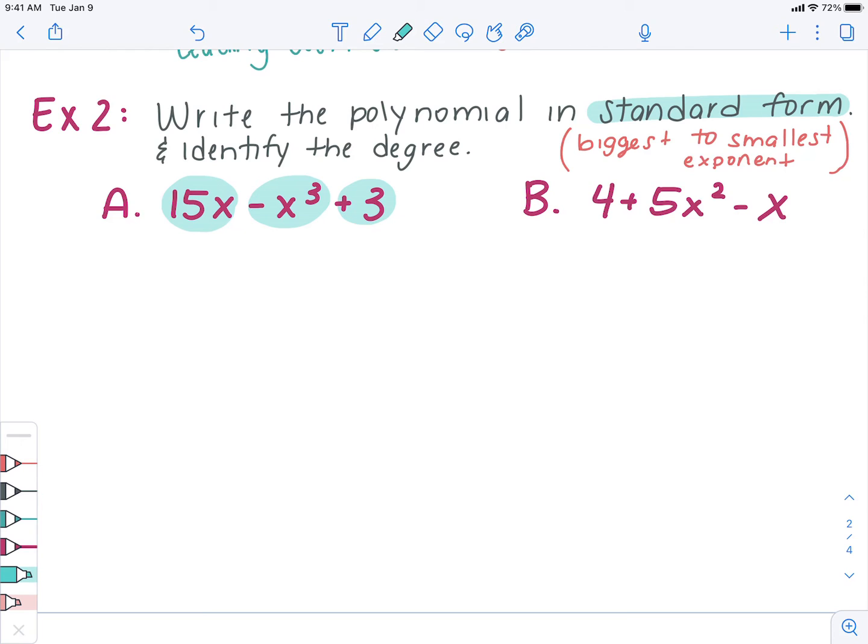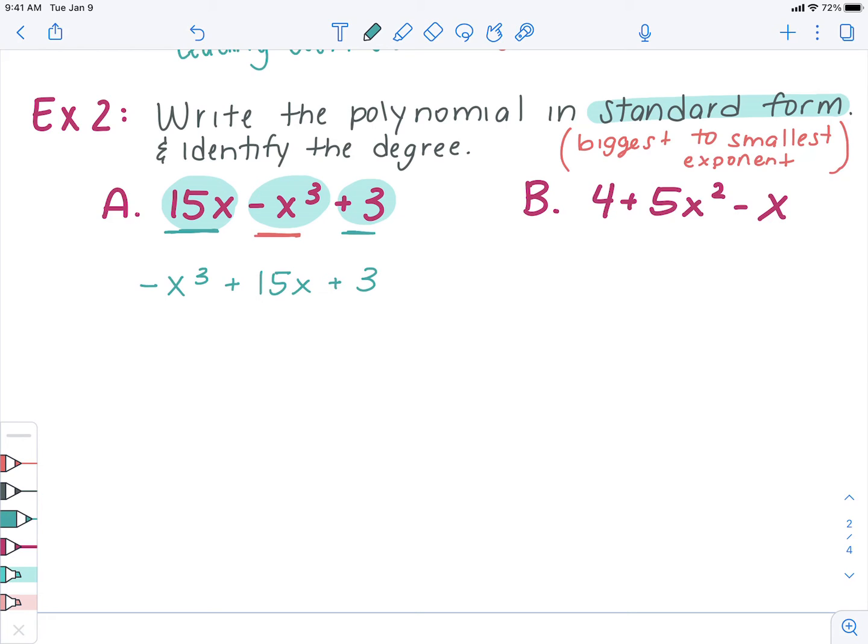So the first one I'm going to take is my negative x cubed because it has the biggest exponent. So I'm going to say, okay, I have negative x cubed. Then the next term is this 15x. Since it doesn't have a sign, I know it's positive, so I'm going to use a plus sign. 15x. And my last term is always going to be the constant, because the constant we know has a degree of 0, so that's got to come last.